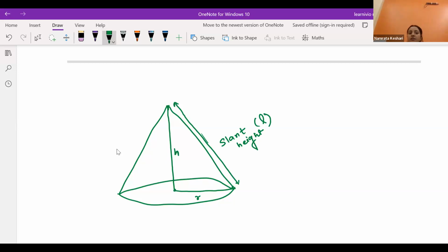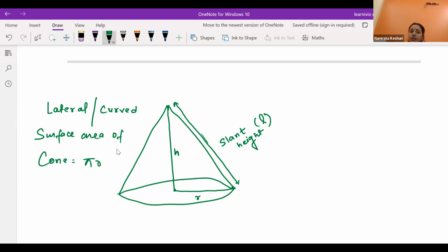Okay, and the formula for curved surface area, we also call this curved surface area a lateral surface area. So in the question, it can be lateral, it can be curved, it's indicating the same thing. The formula for curved surface area or the lateral surface area is pi RL. R is the radius of the base, and L is the slant height.